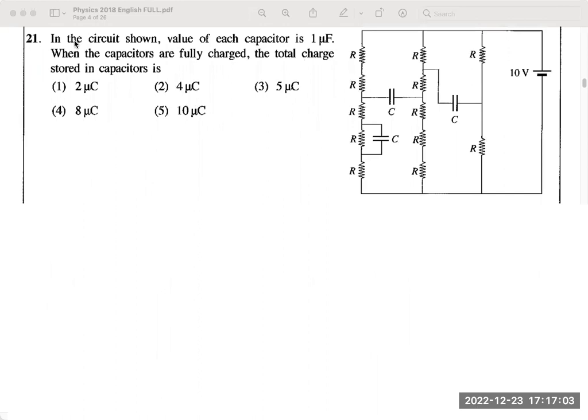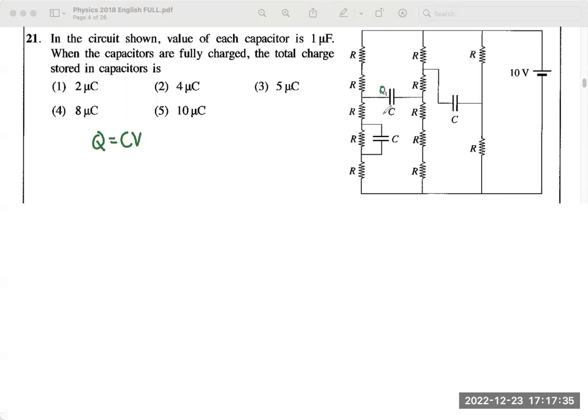So let's quickly start. A certain circuit is shown. Sometimes we might have done these questions during our theory class, so you should be able to quickly grab these answers. In the circuit shown, the value of each capacitor is 1 microfarad. When the capacitors are fully charged, the total charge stored in the capacitors is? To find out the total charge stored in a capacitor, we need to use the equation Q equals CV. So let's number the capacitors one by one, or let's just mark the charge.